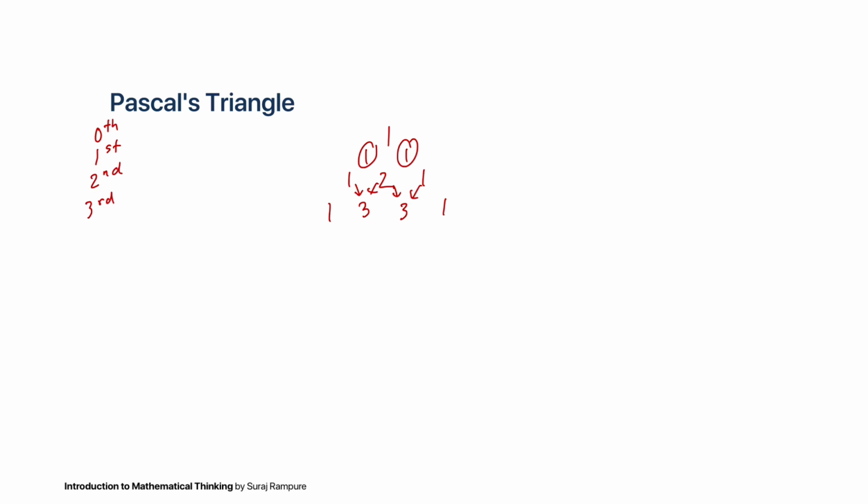The fourth row, I keep following this process: 1, 4, 6, 4, 1. The fifth row, 1, 5, 10, 10, 5, 1, and so on and so forth. We keep using this process, and the thing we notice is that if you take 2 adjacent numbers, for example 6 and 4, the way this triangle is generated is by taking adjacent numbers and having the number directly below them be their sum. So 6 plus 4 is 10.